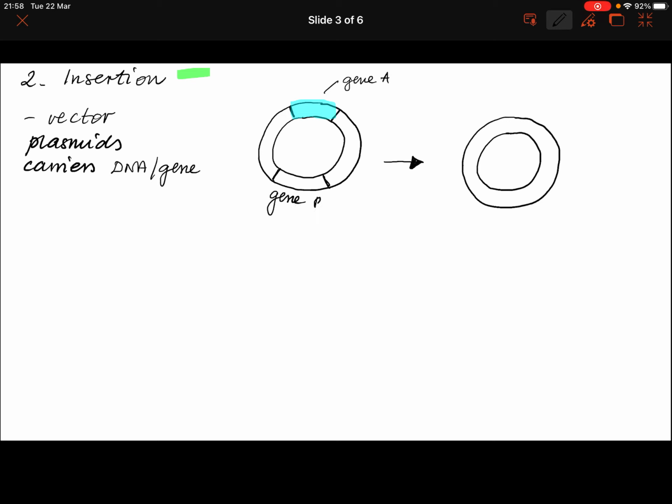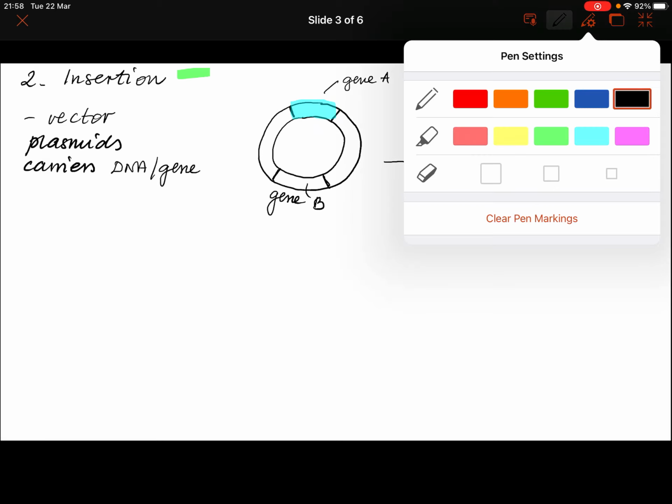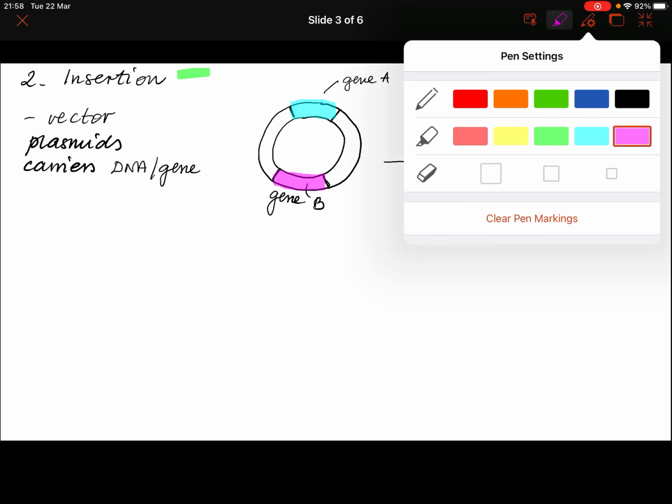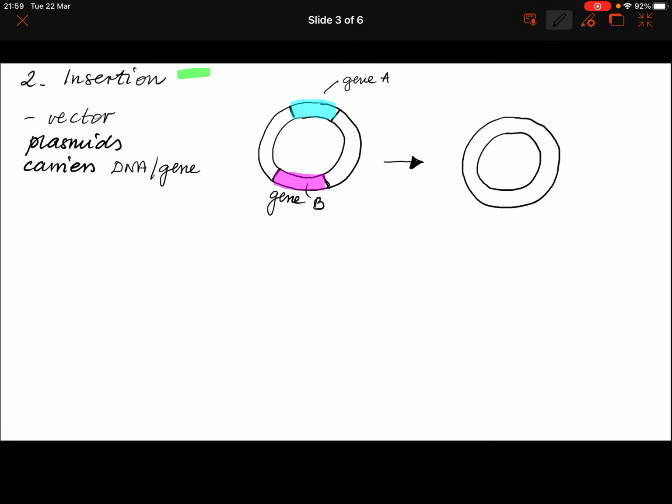Also, I'm going to have a gene B. And let's say this gene is coding for the antibiotic resistance, this time to penicillin. Okay, so I've got a plasmid with at least two genes coding for the resistance to different antibiotics. So, as we've said, we want to now insert our gene, the green one that we've achieved on the previous slide, into the vector, into the plasmid.